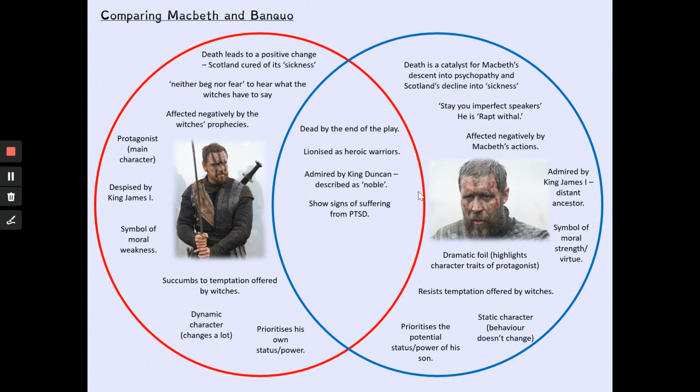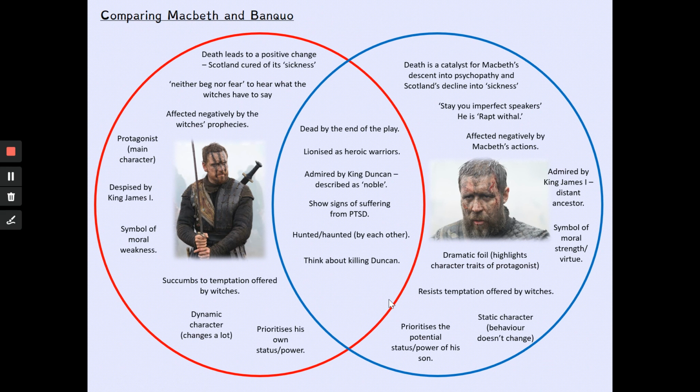They do both show signs of suffering from post-traumatic stress disorder in their behaviour, in their hallucinations and their fears. They are both hunted and haunted. So they are both hunted and haunted by each other, actually, and by their doubts and their fears. They both think about killing Duncan, although obviously he acts on it and he represses that desire.